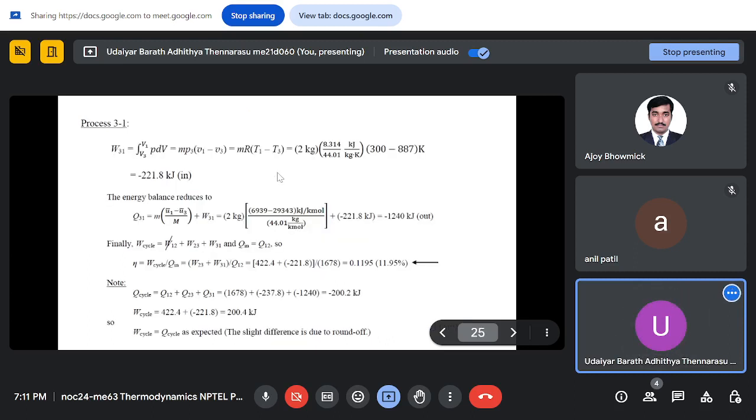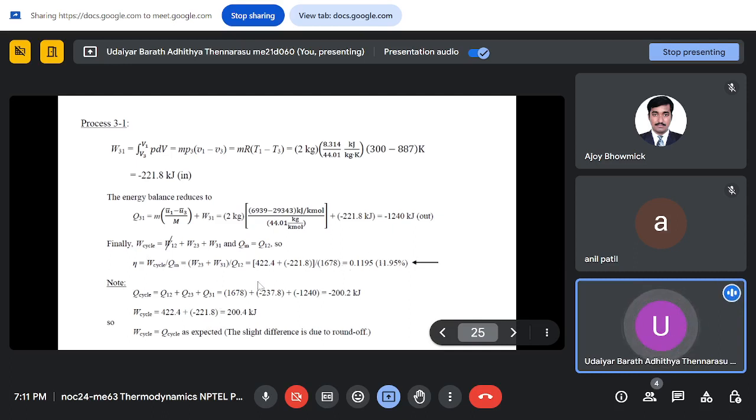So efficiency is nothing but your net work divided by the heat which you supply. So W cycle divided by heat in. Heat in is, we know, 1678, and the net work which you get is 422.4 minus 221.8. So divide by the heat supplied, 1678. This gives me an efficiency of 11.95%.